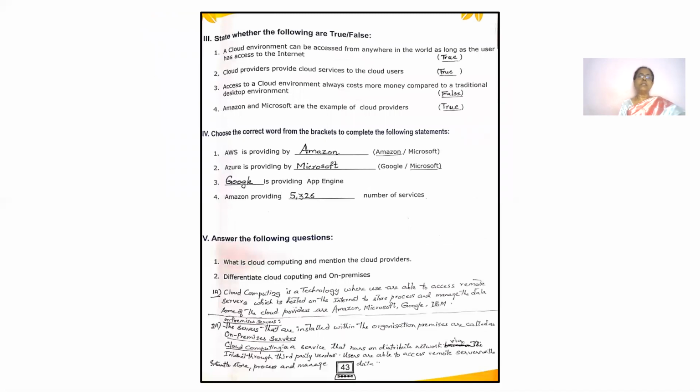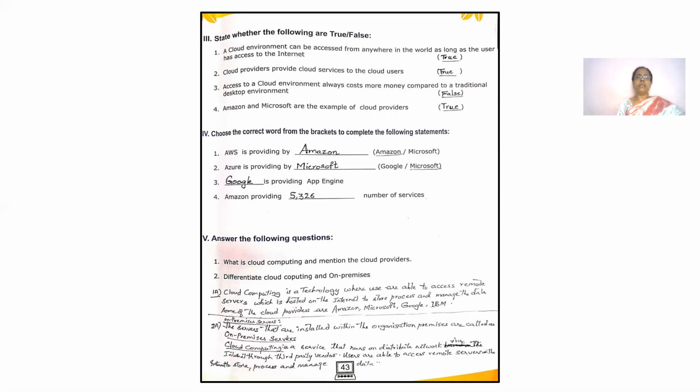State whether true or false. A cloud environment can be accessed from anywhere. Yes, you can access it from anywhere. Cloud providers provide cloud services to the cloud users. Yes, whoever opts for the cloud, you actually get one month free. I mean, for some time you get to use a cloud for free so that you'll know how the cloud works. You can try it. Access to a cloud environment always costs more money. No, it's very, very reasonable. Amazon and Microsoft are examples of cloud computing providers. Yes, even IBM.